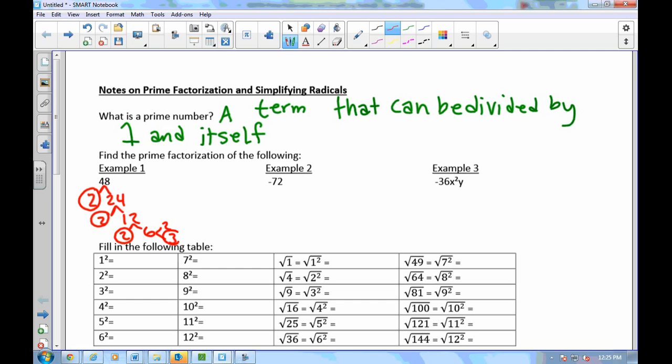Now all of these that I've circled are primes. That's why we call it prime factorization. So we found the primes. Now let's write it in prime factorization. Anyone remember what that looks like?